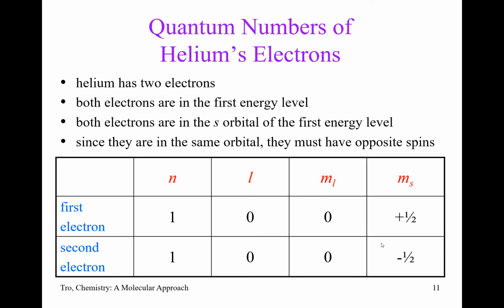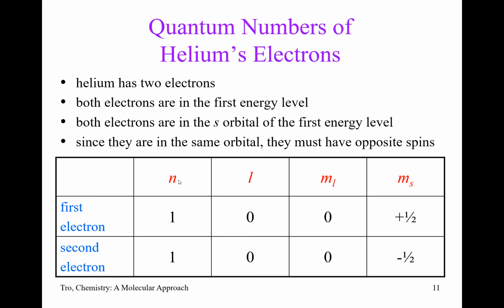Okay, so let's start and go through it and relate it back to the periodic table. Helium, for example, is the second element, so it has 2 electrons. It's in the first row of the periodic table, so its N is 1.